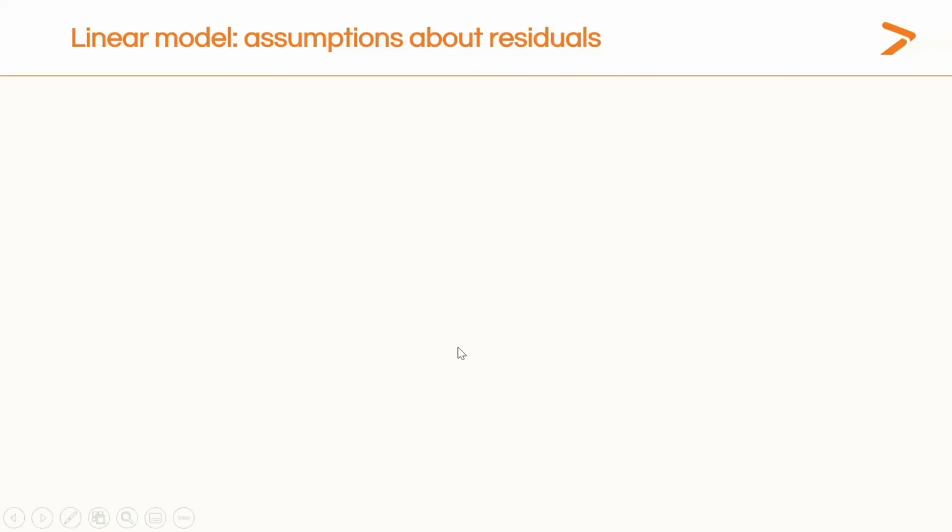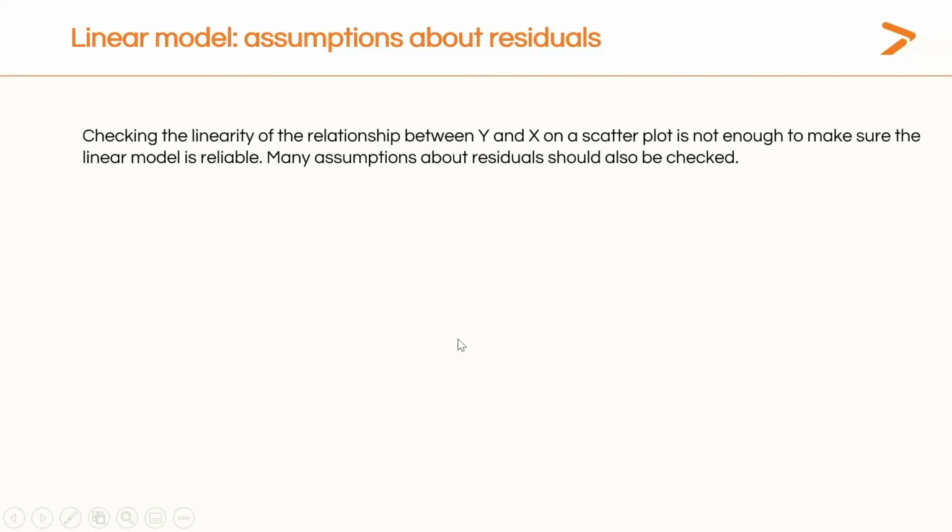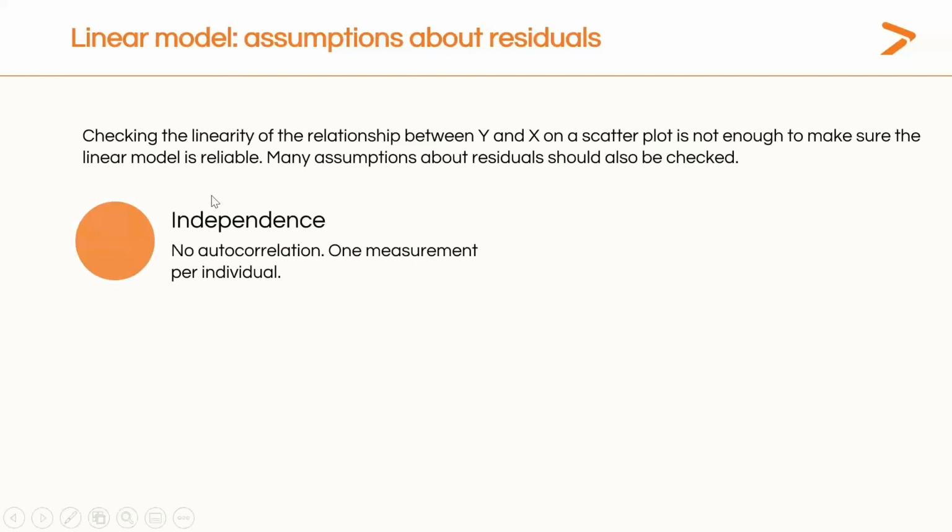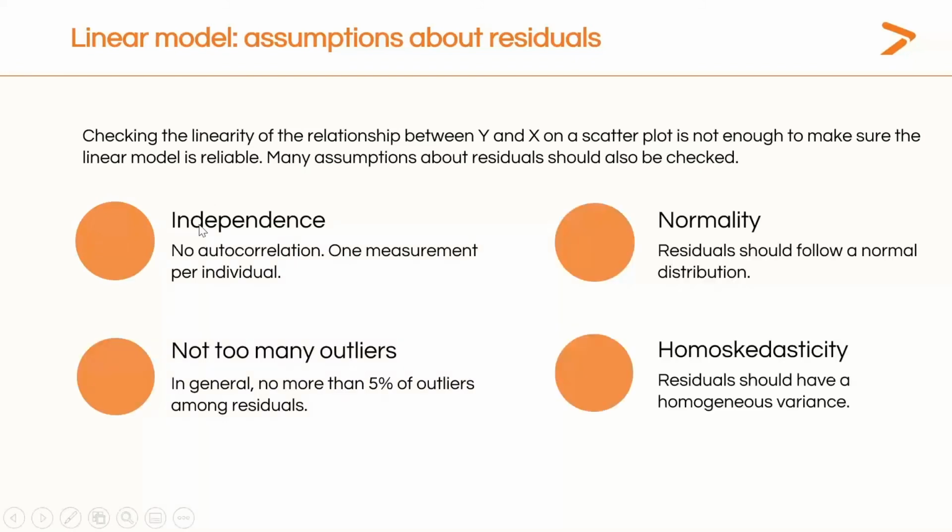Of course, you have some assumptions you need to check so that your model is reliable. You need to check the linearity of the relationship between y and x if you are using a linear model such as regression, with a scatter plot, but you should also check more assumptions about residuals: independence, normality, not too many outliers, and homoscedasticity. I won't get into the details of each of these assumptions. For more details, I would suggest checking the webinar on statistical modeling. So go check the recording.